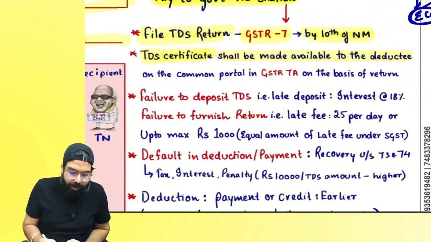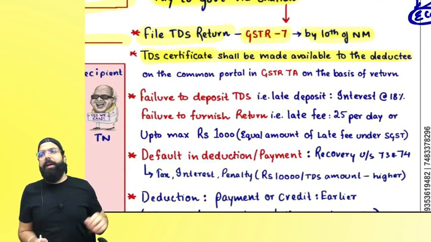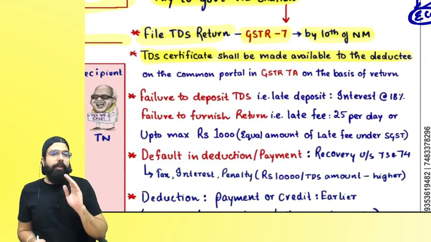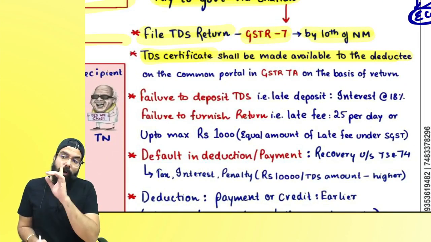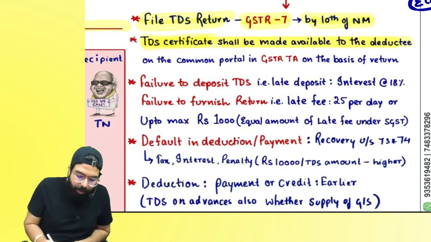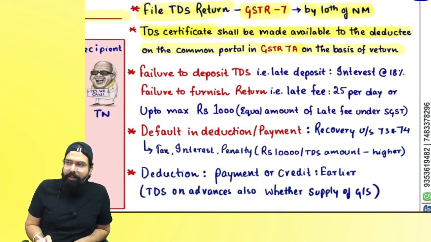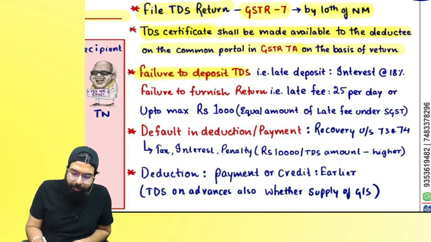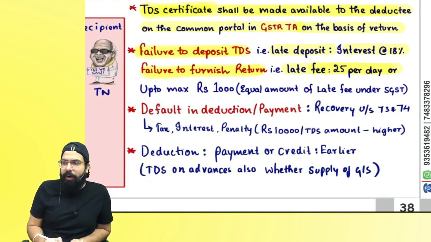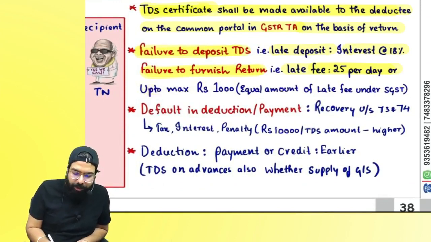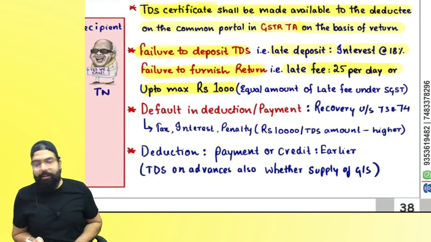Are we clear, everyone? Now, the TDS certificate will also be made available to the deductee by the government on the common portal. Sir, always remember, in GSTR 7 the certificate will be made available, which means the certificate is GSTR 7A. Sir, if I don't deposit the TDS on time, always remember, late deposit means interest, and if you file the return late, it means a late fee of rupees 25 per day under CGST and 25 under SGST, up to a maximum of 1,000 under CGST and 1,000 under SGST.